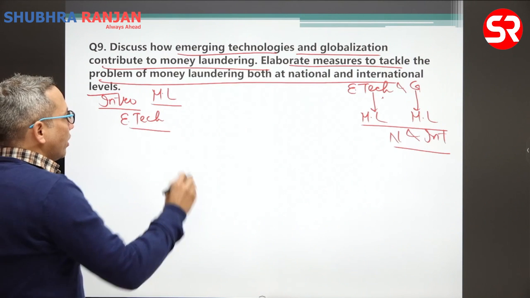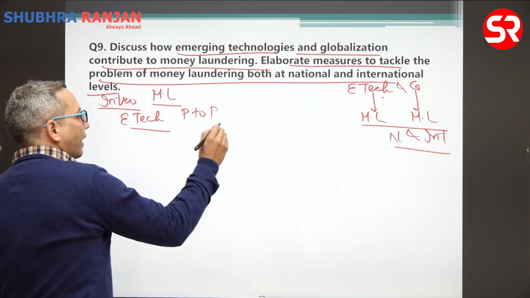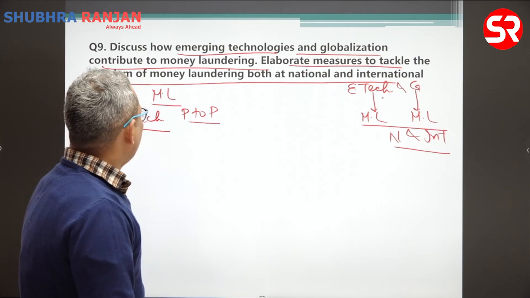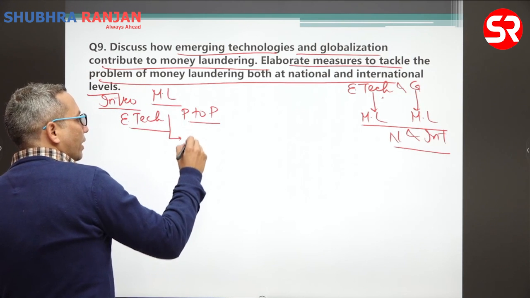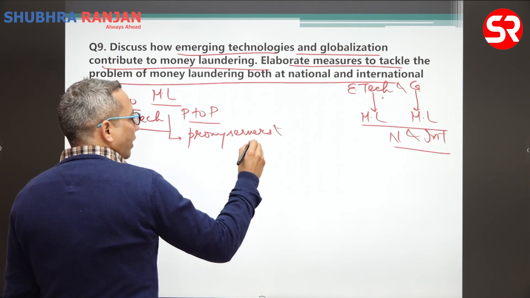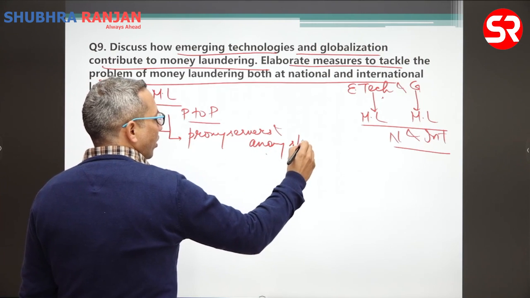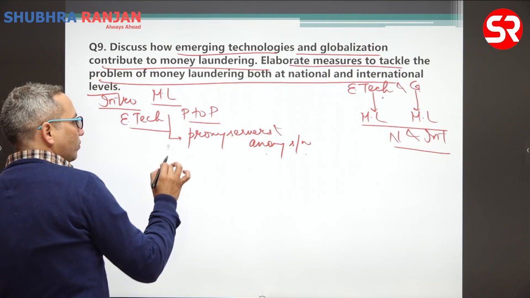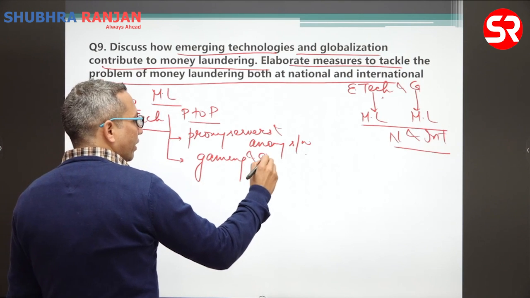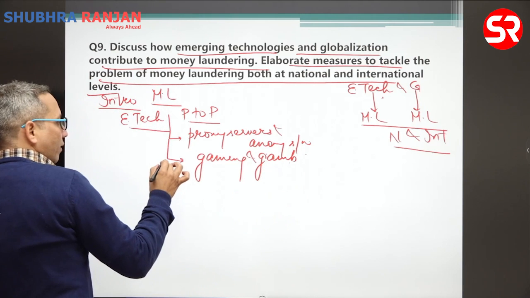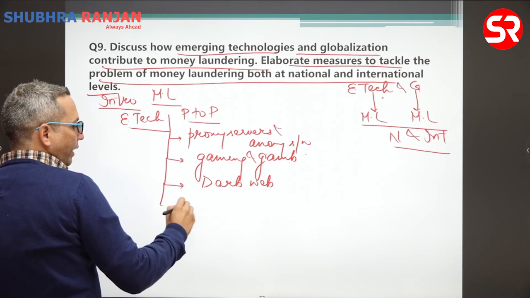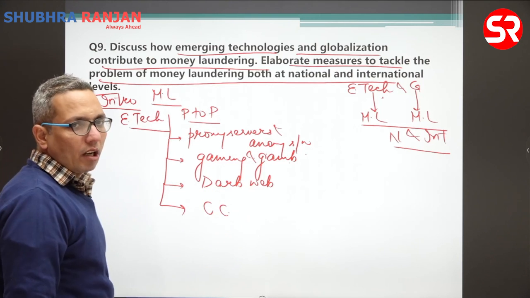We'll say in emerging technologies, new technologies like peer-to-peer lending and new online financial institutions are leading to money laundering. Then the upcoming of more proxy servers and anonymous software also helps. Then online gaming and gambling websites. Then the dark web. Then the latest one, cryptocurrencies and bitcoins, they also help in money laundering.